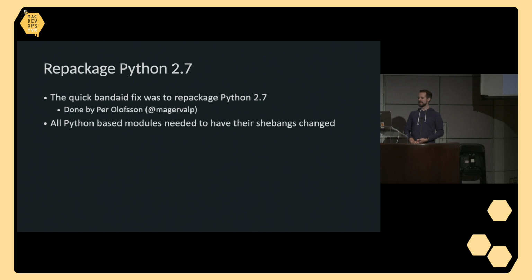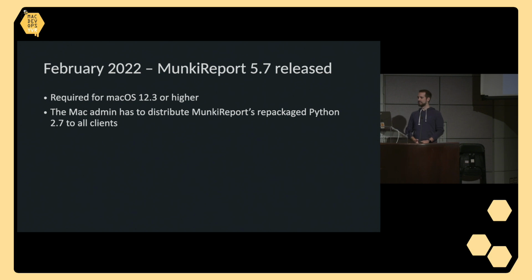Our initial quick Band-Aid fix was to just repackage Python 2.7. This worked well. We had to update all the modules to point to the new Python 2.7, and it had some bugs in that Python 2.7 was Intel only, so Rosetta 2 was required. And when you were calling an Apple binary through Rosetta, you sometimes get different data than what you expect to get, so we got lots of interesting little bugs with it. That resulted in MunkiReport 5.7. This was required for Monterey 12.3 or higher, and you also had to redistribute our repackaged Python 2.7.